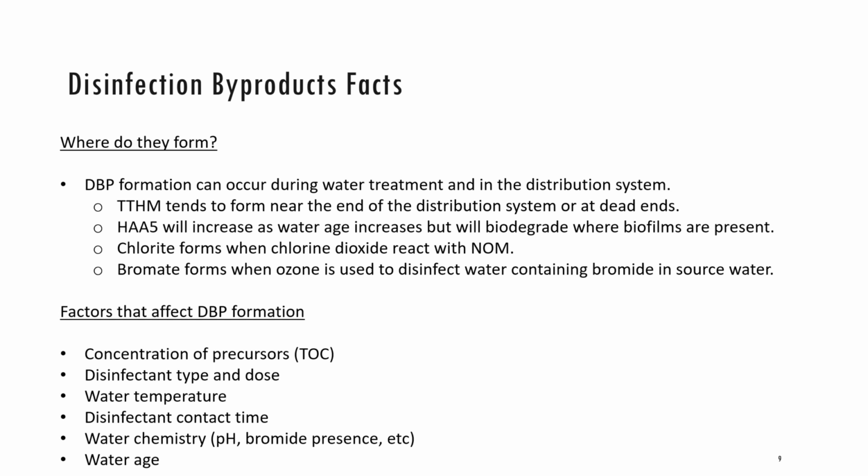Water age is another factor which is important for formation of the DBPs in distribution systems. TTHM concentration tends to be highest in older water in the distribution system, so sections after storage tanks or dead ends, and low population areas where water flow can be stagnant. That's where you'll usually find higher levels of TTHMs.